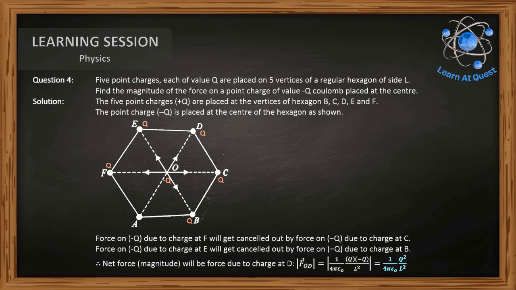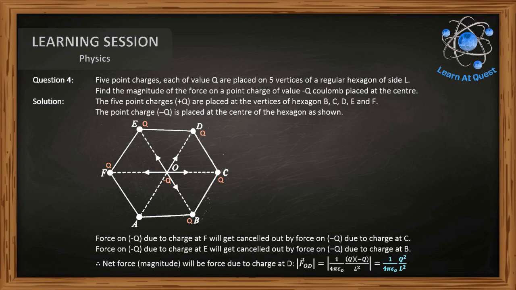The 5-point charges are placed at the vertices B, C, D, E and F of the hexagon. Another charge minus q is placed at the center of the hexagon, which is the point O as shown in the figure. Now, as the force between 2-point charges is vector in nature, the force on minus q due to charge at F will get cancelled out by the force on minus q due to charge at C, as both of these forces are equal and opposite in nature.